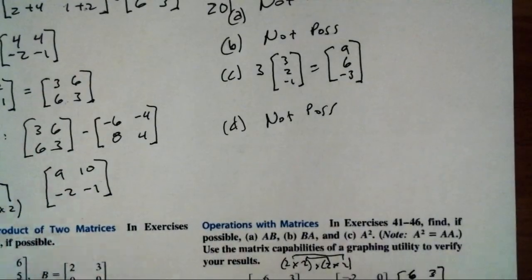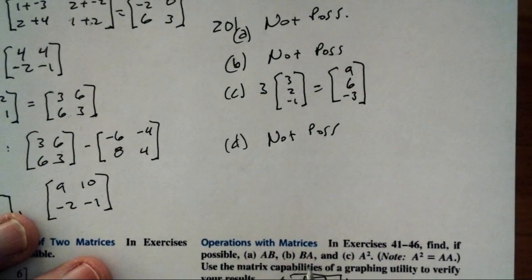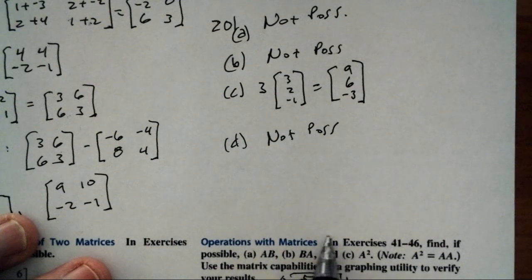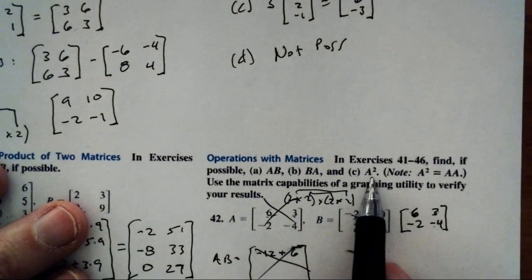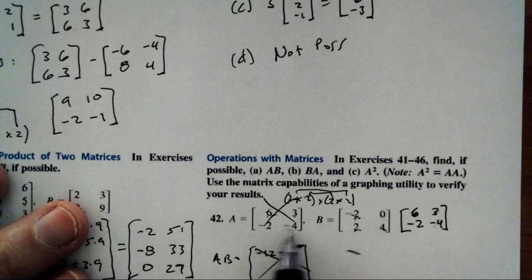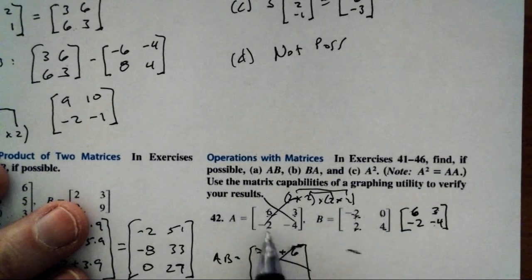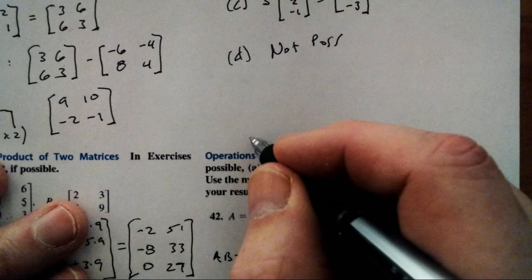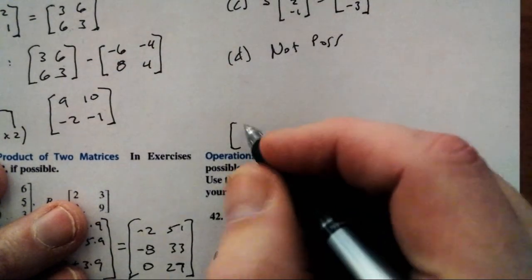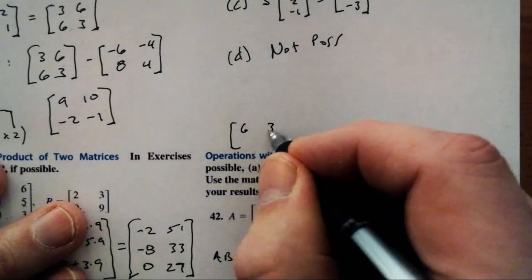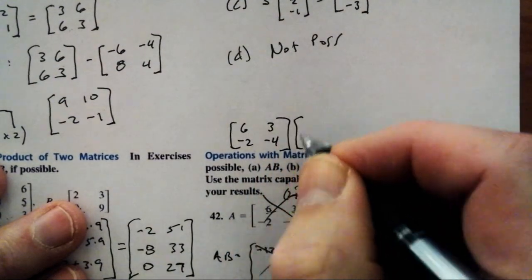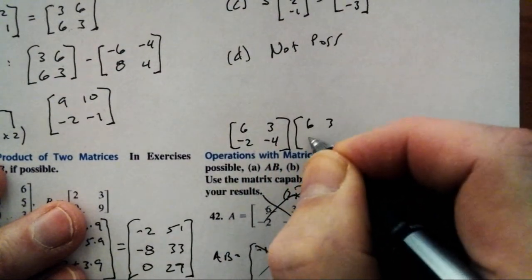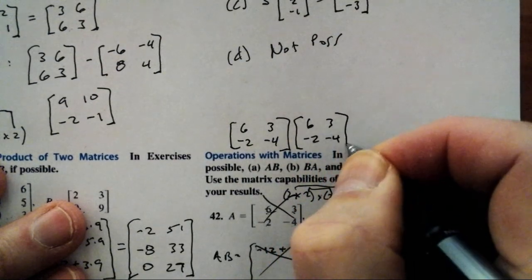And now let's wrap this one up here. A squared. And you can probably guess what the common mistake is for A squared. People just come in and they square each entry. They go 36, 9, 4, 16. But A squared means A times A. So that's 6, 3, negative 2, negative 4 times 6, 3, negative 2, negative 4.